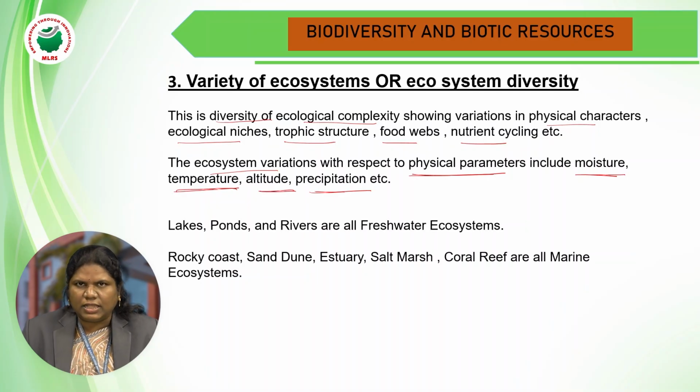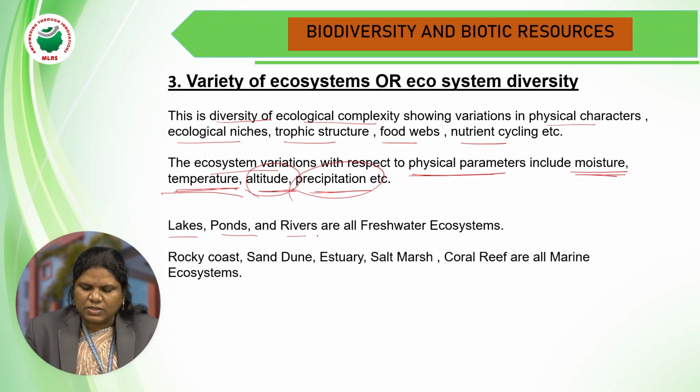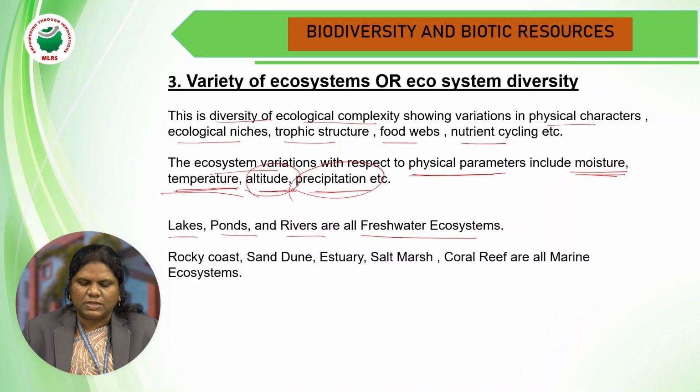If a pond is there, we can see what the moisture in that pond is, what the temperature of that water is, at which altitude the pond is present, and what the precipitation is. Lakes, ponds and rivers are all freshwater ecosystems.